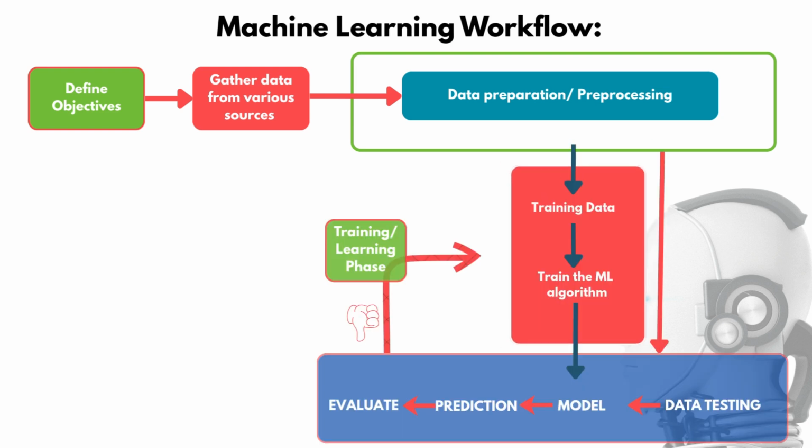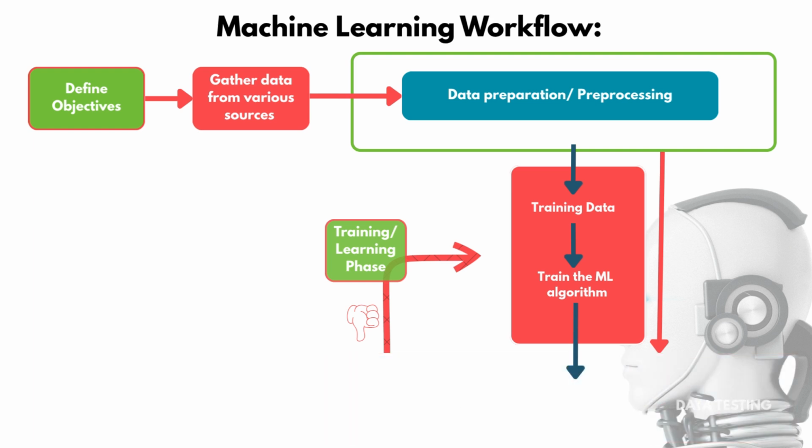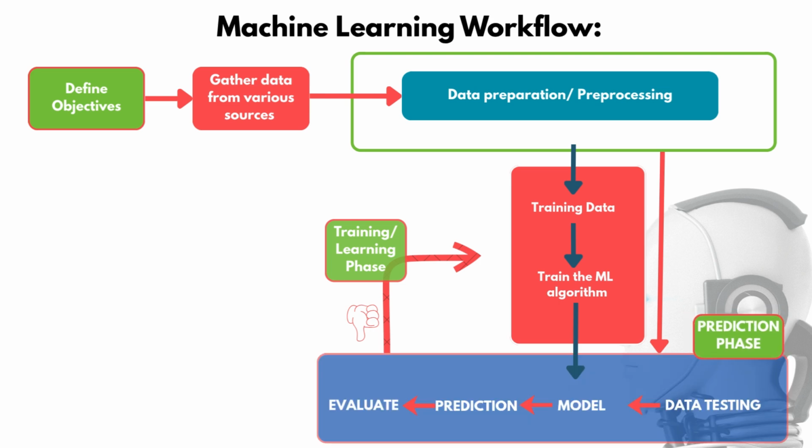After that, we enter the training or learning phase. This is where the machine learning algorithm takes in the prepared training data and starts finding patterns or relationships. Once the model is trained, we use testing data to evaluate its performance. This is called the prediction phase, where we see how well the model performs on unseen data. Finally, once the model performs well, we deploy it, meaning we put it into real-world use. It receives new incoming data, makes predictions, and continuously gets evaluated for accuracy and improvement.